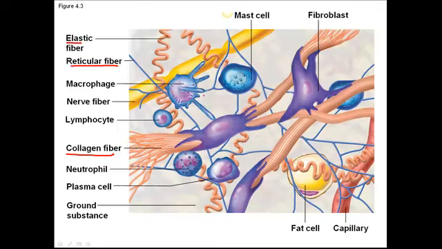Then you're going to have nerves within this tissue. You're going to have these white blood cells: macrophages, lymphocytes, neutrophils, and plasma cells. These are all white blood cells, and they crawl through your connective tissues looking for pathogens. Then you have this ground substance, which I like to call gel. They call it many different types of things, but it's like Jello. And in some cases it's thicker and stronger than Jello, and in some cases it's looser.